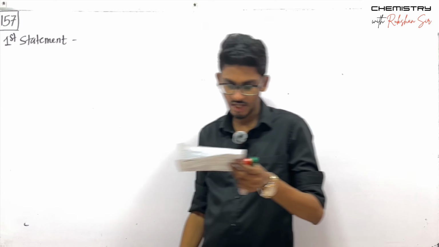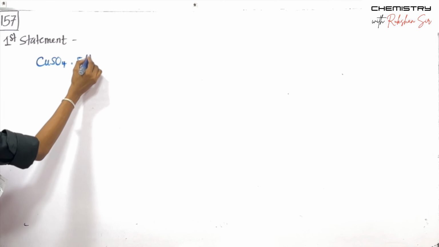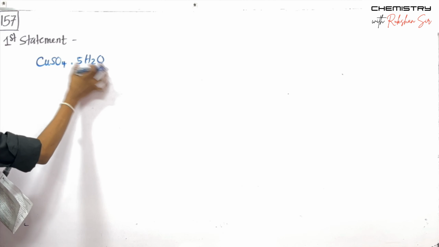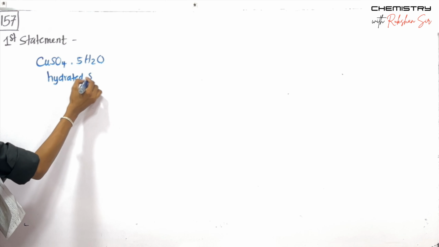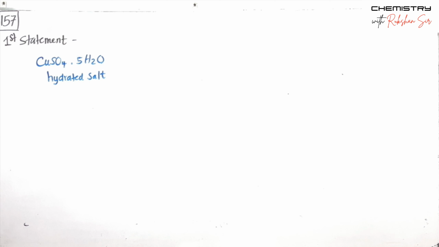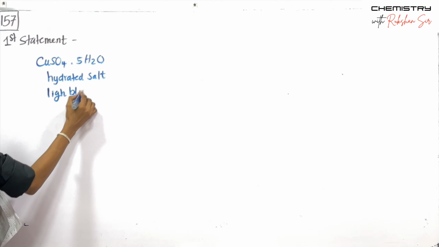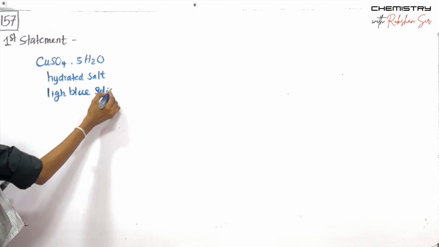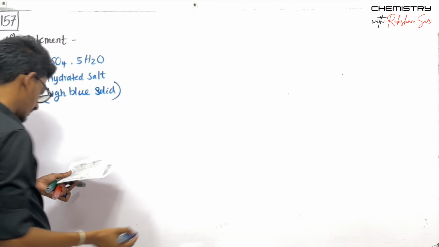Copper sulfate pentahydrate turns colorless on heating. Yes, this is a hydrated salt, right? CuSO4 5H2O is referred to as a hydrated salt, a salt with some H2O molecules trapped inside it. This one is a light blue solid.